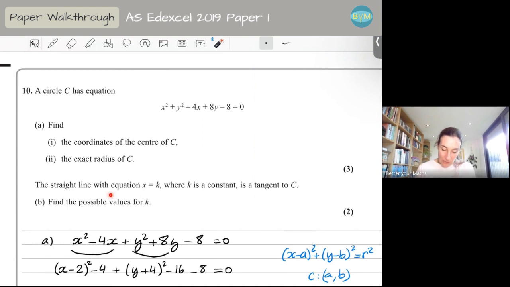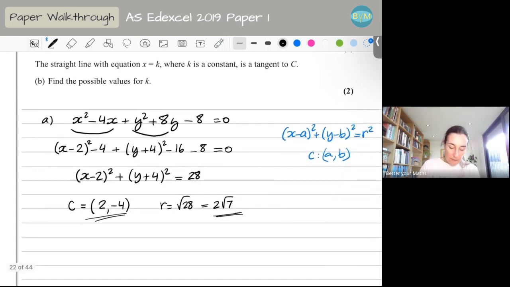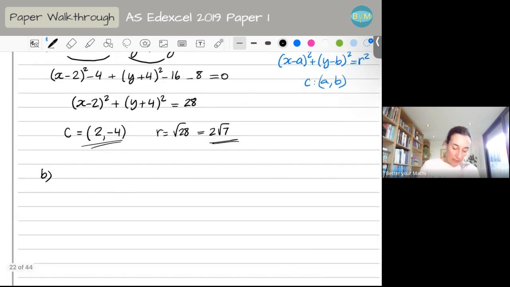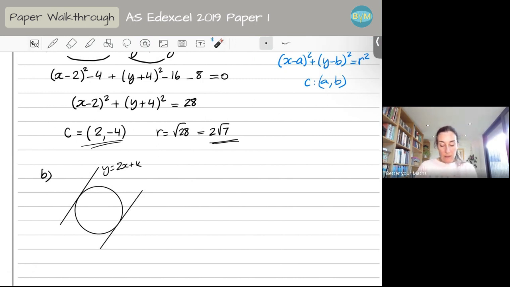Then, a straight line with equation x equal k, where k is a constant, is tangent to the circle. Find the possible values of k. I'm going to start with a question that is not this one. If you have a circle and they give you a line y equals mx, I don't know, or they give you the gradient, so let's say 2x plus k, or they miss the gradient and they give you the y-intercept.